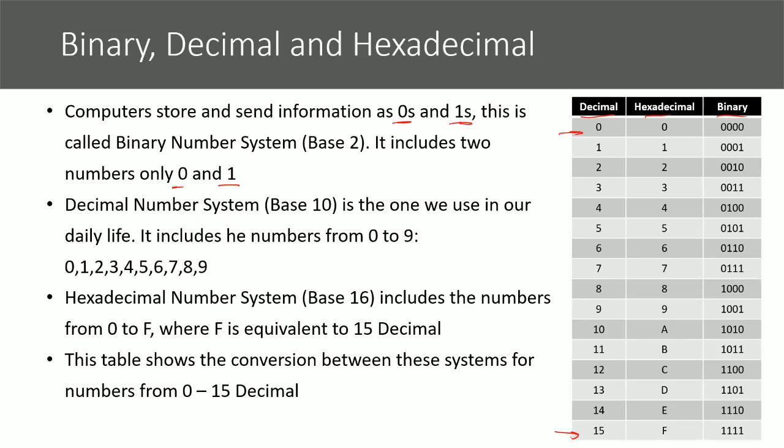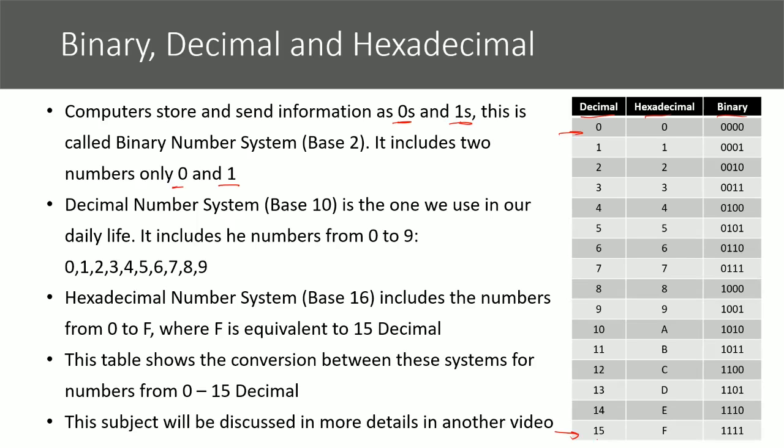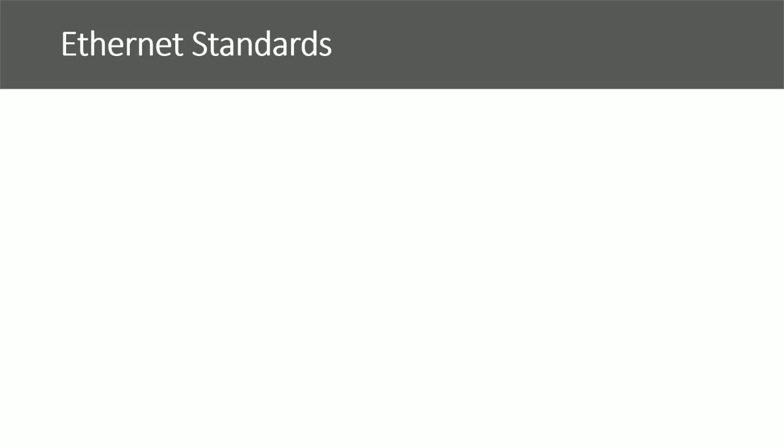1 in decimal is 1 in hexadecimal and 0001 in binary. And when it comes to 10, 10 in decimal is A in hexadecimal, and it is 1010 in binary. And 15 in decimal is F in hexadecimal or 1111 in binary. We will discuss the conversion between these systems in more detail in the coming videos. But for now, it is enough to have a general idea about these systems because they are used to represent different addresses in computer networks. Now let's talk about Ethernet standards.